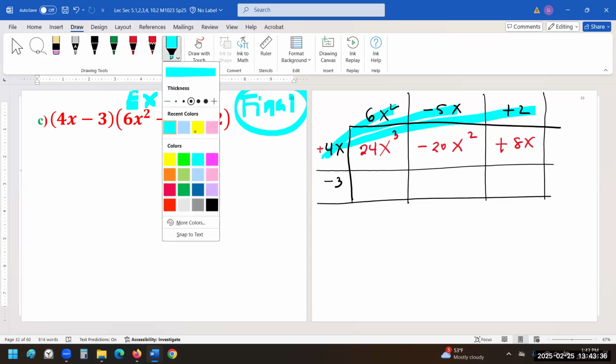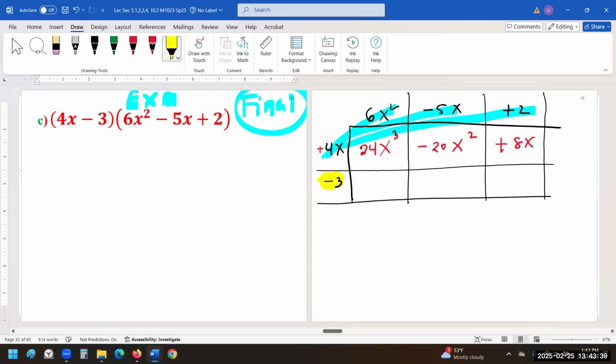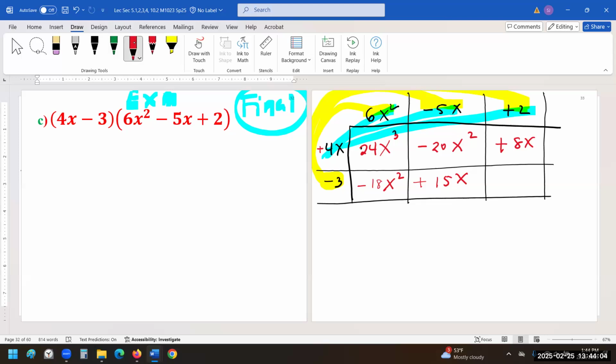And then you go in the other direction. You take negative 3, and you multiply with 6x squared. Negative 18x squared. Then you go to negative 3 with positive 15x. And lastly, negative 3 with 2, negative 6. So you multiplied all, 2 by 3. Now all you have to do is combine like terms.